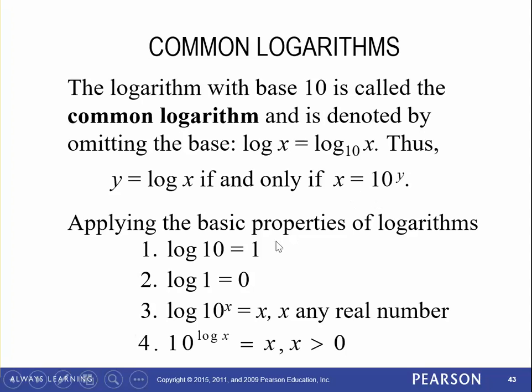All right, so let's review those properties that we had. Log of 10 is 1. Remember, because there's a little base of 10 over here. Log of 1 is 0. Log of 10 to the x is just x, because you have a base of 10 and a log inside the exponent of that base. We'll just cancel these two out and leave you with x.